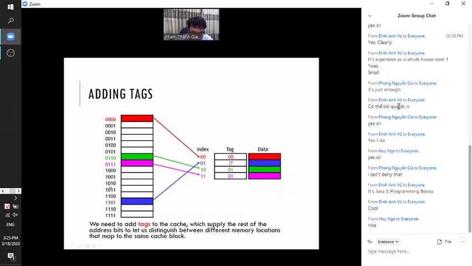So here is my question. If we want to store the value 1011, which place will be used in the cache?